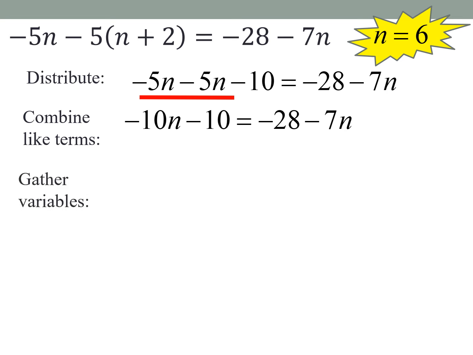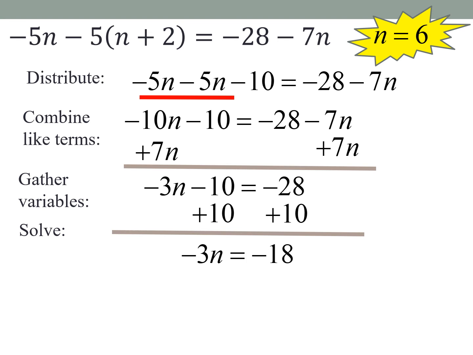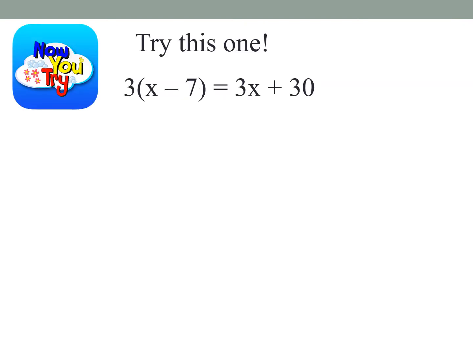I want to gather my variables, so I'm going to take the 7n on the right side and add it to the negative 10n on the left side. And when I do that, my equation simplifies down to negative 3n minus 10 equals negative 28. And now I'm going to solve this. So I'm going to add 10 to both sides, and I'll get negative 3n equals negative 18. I now have to divide by negative 3 to solve the equation to get n alone, and I'll have n equals 6. Put the video on pause and try this one.